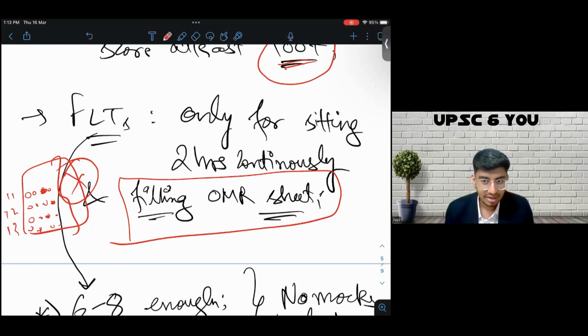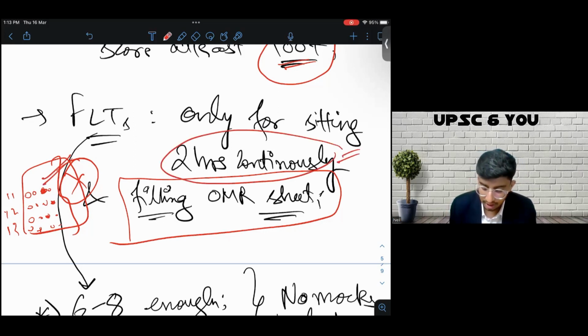A lot of people mess up filling the OMR sheet in the examination hall, and they could have easily cleared the cutoff if not for the mistake they made while filling it. So be very categorical about it. Use FLTs as a tool to sit for 2 hours continuously, one, and to fill the OMR sheet correctly. There should be no mismatch in that translation. If you're getting 80% of questions correct in your question paper, that 80% should be reflected in the OMR sheet also.